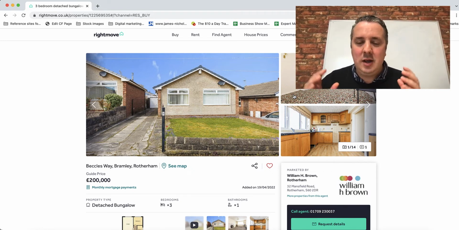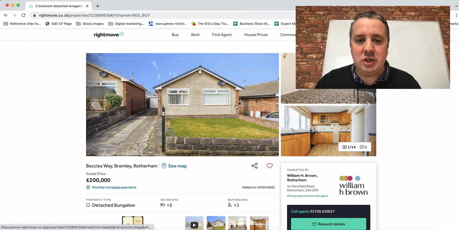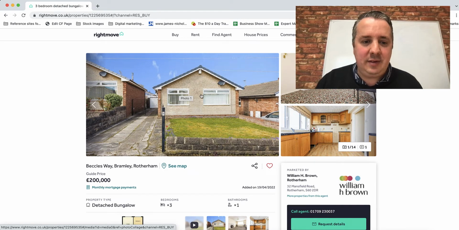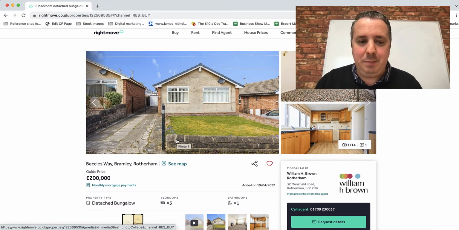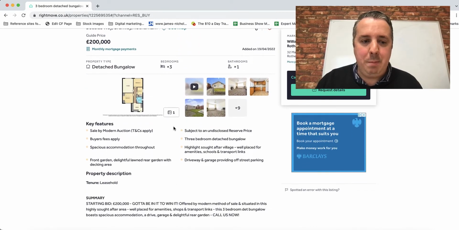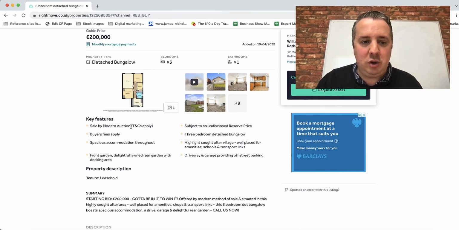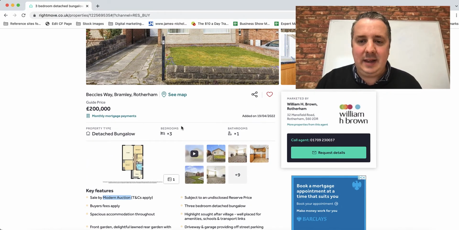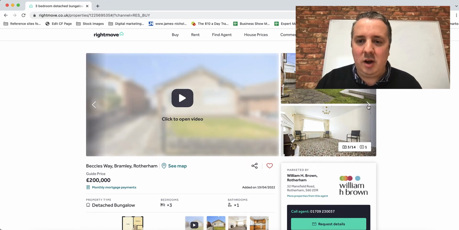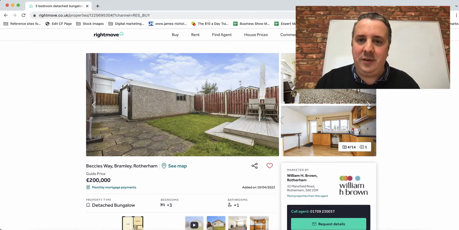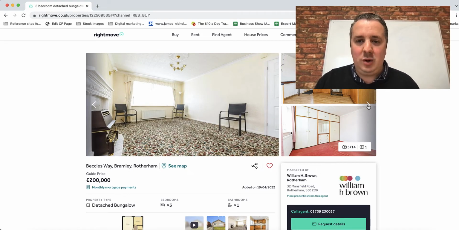Now let's have a look at the modern method of auction. So when you're looking at Rightmove, have a look through, this is a property here that I've found in Rotherham. And this property here is on a modern method of auction. Modern auction, right? You can see here. Now you might have seen these types of properties and wondered exactly what are they all about and what's the difference between these and a normal auction property. So let's go into that.